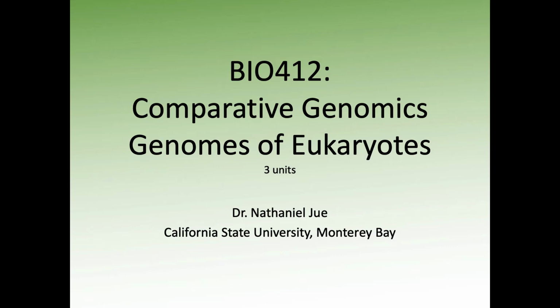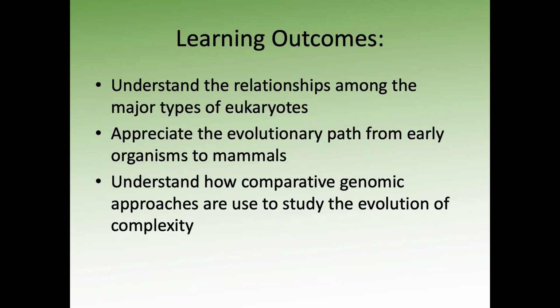For the next lecture for Bio 412 Comparative Genomics, I'm going to be talking about the genomes of eukaryotes. Hopefully some of the main outcomes I hope for you all to take from this lecture are to understand the relationships among a suite of major types of eukaryotes, and through that understanding be better able to appreciate some of the evolutionary paths from early organisms to mammals, as well as understand how comparative genomic approaches can be applied to the study of the evolution of complexity.